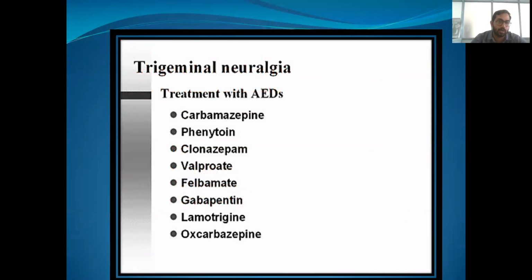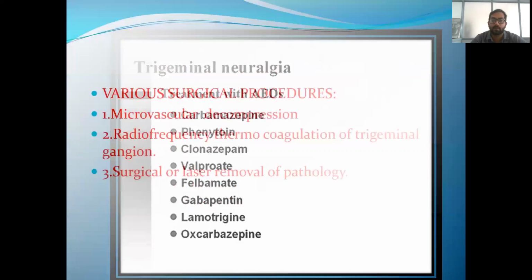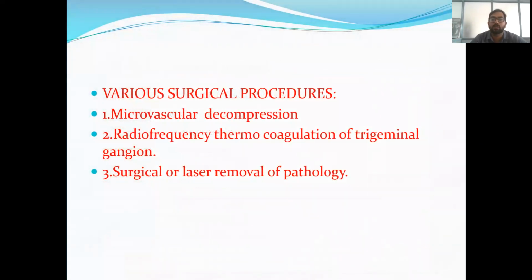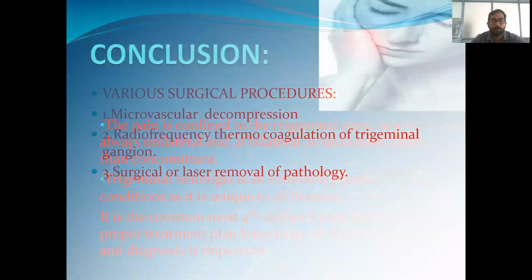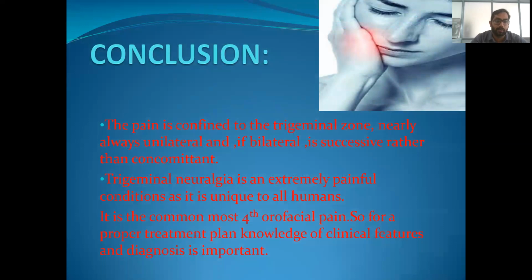What are the medications for trigeminal neuralgia? Carbamazepine, phenytoin sodium, clonazepam, valproate, felbamate, gabapentin, and oxcarbazepine can be used. Various surgical procedures include microvascular decompression, radiofrequency thermocoagulation of the trigeminal ganglion, and surgical removal of pathology.